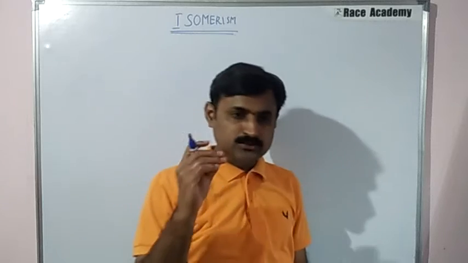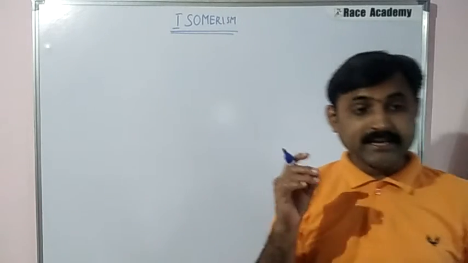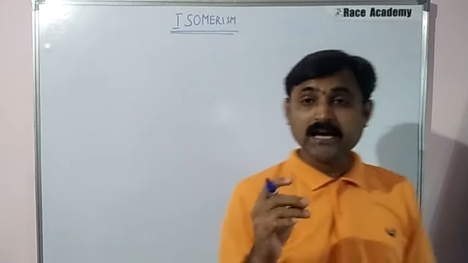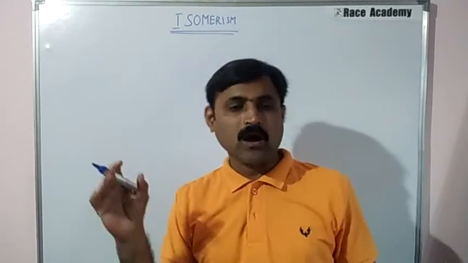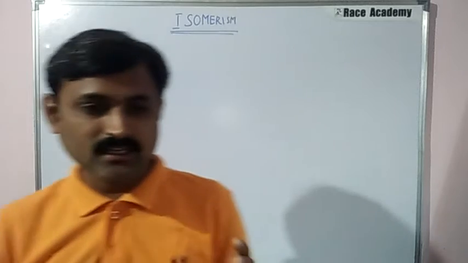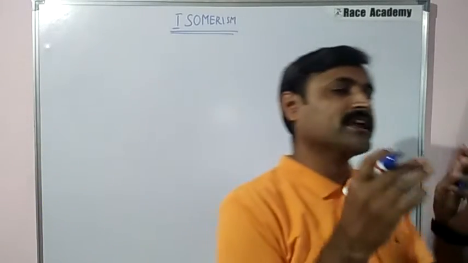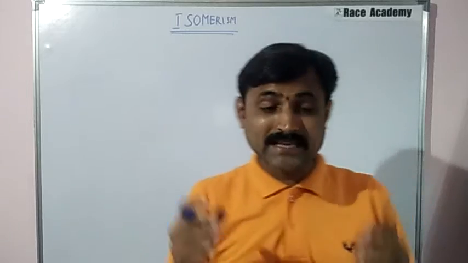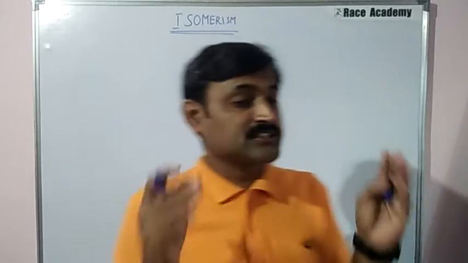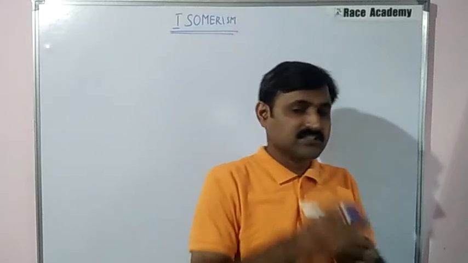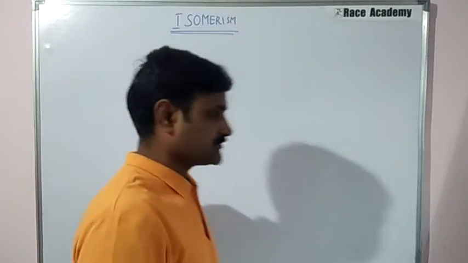Actually, the name isomerism is said to be derived from Greek words. In that, iso means equal, mer means part. Actually, this isomerism definition, how we can give, we will see. The exact definition which was given to us is the existence of different substances with the same molecular formula is called isomerism.